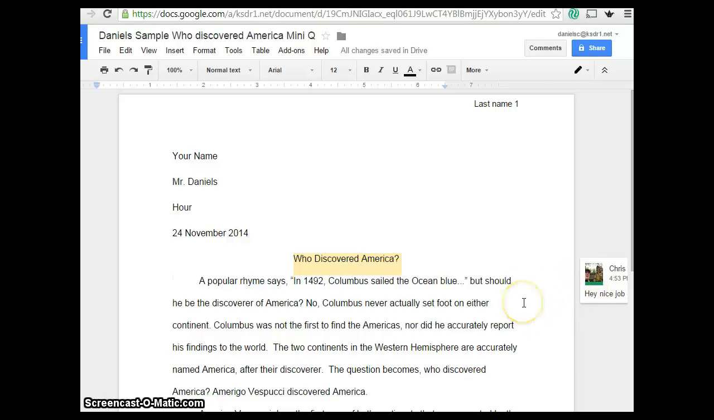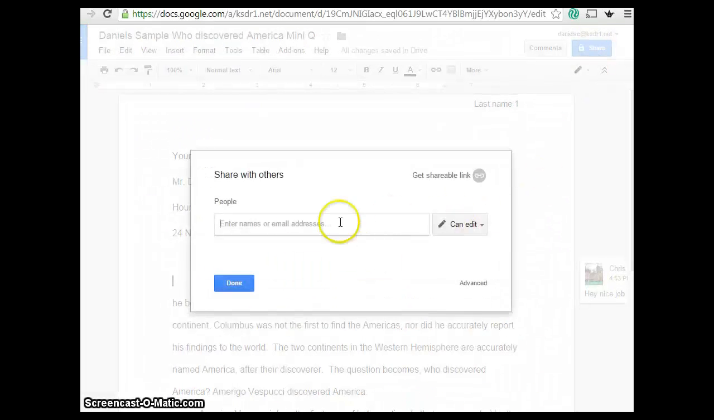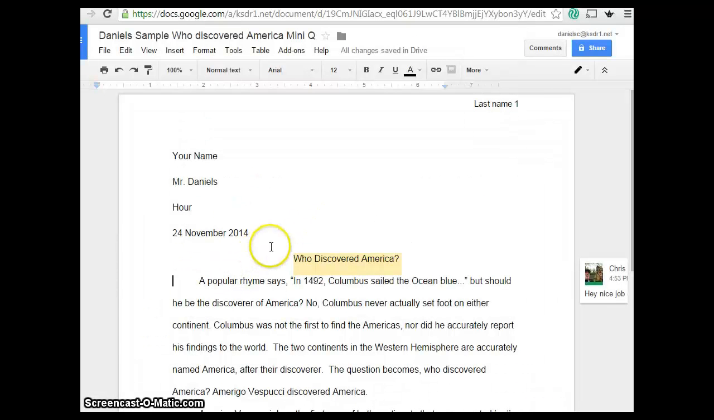Then when you get it back from your peer, obviously you will make changes and then submit the paper to me. To share it with your peer, you click on share and you type in their address right here. That concludes our activities for today.